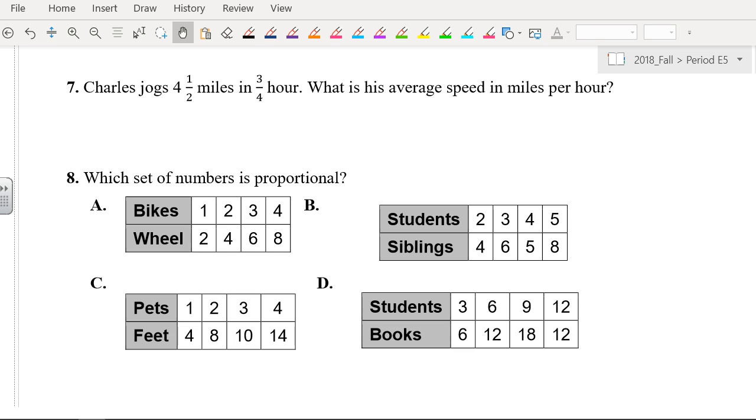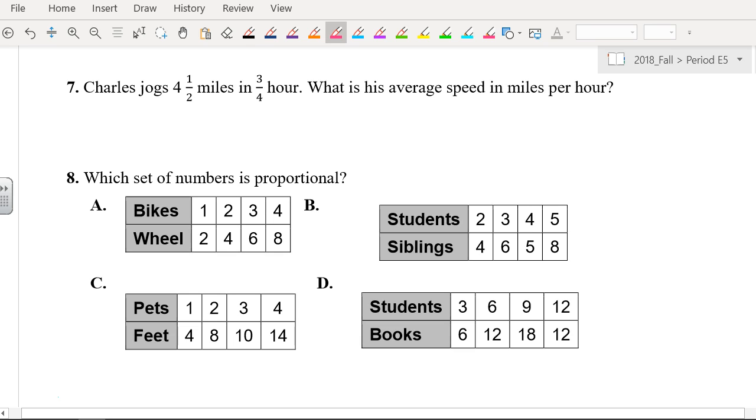Alright, go ahead. So basically, what you have to do is divide 3 over 4 by 4.5, but you put that in as a calculator in decimals. Okay, hold on. So, finding your unit rate is always division.